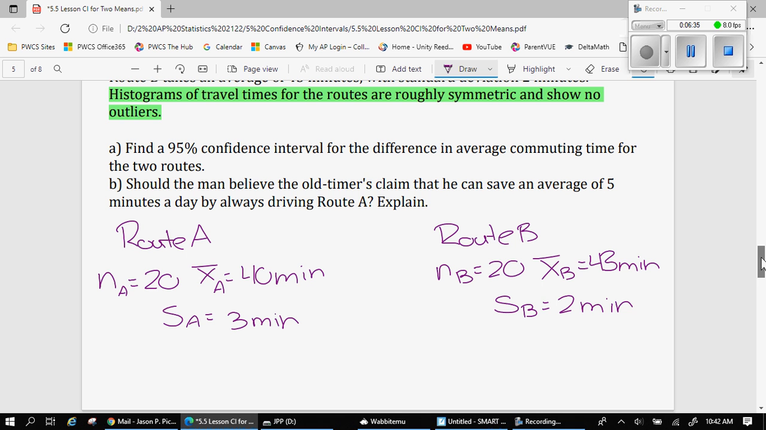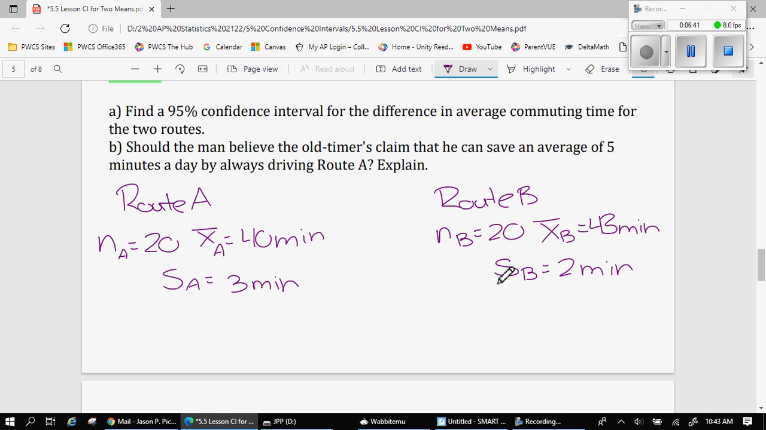We have the sample size, the sample average, the sample mean, and then the sample standard deviation. Remember, these are the standard deviations for the samples. 3 minutes is the standard deviation for the sample for route A. 2 minutes is the standard deviation for the sample for route B.